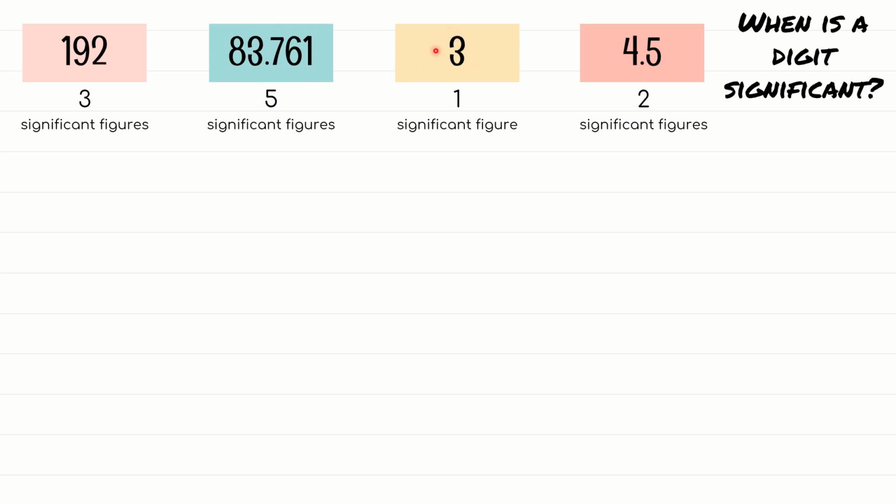Needless to say, for the number 3 and 4.5, the same seems to apply where I look at the number of digits to conclude the number of significant figures. So at this juncture, we like to ask ourselves, does this mean that the number of significant figures is simply the number of digits there are in the number?